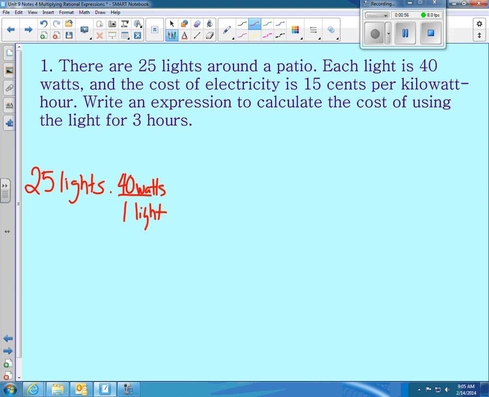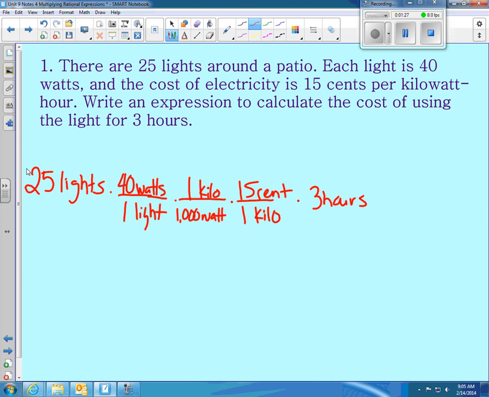So the problem gives us watts per hour, so we need to change that into kilowatts. So there's 1 kilowatt per 1,000 watts. We know kilo means 1,000. That's how we can get 1,000. And it is 15 cents per 1 kilowatt. And we want the cost of the light for 3 hours.